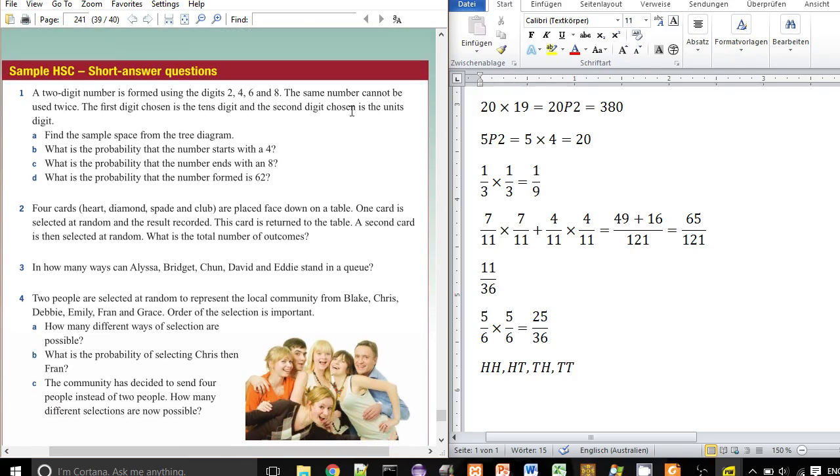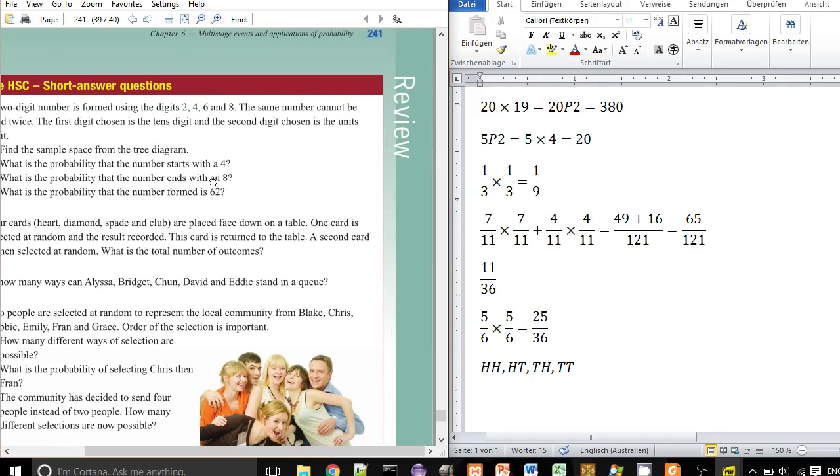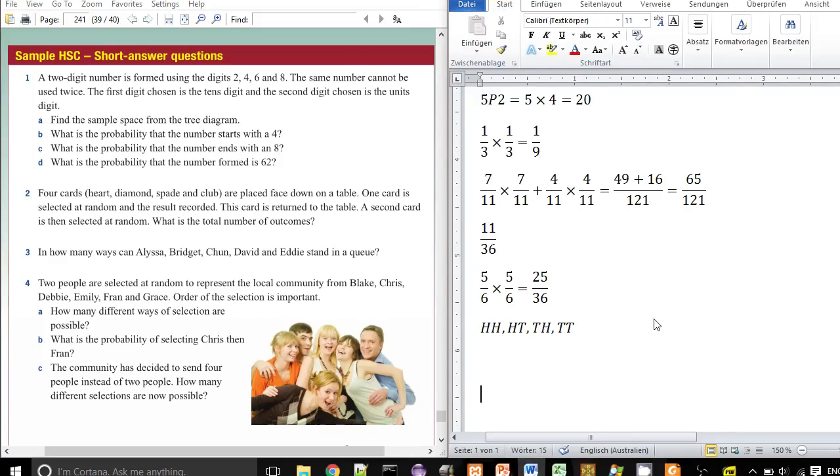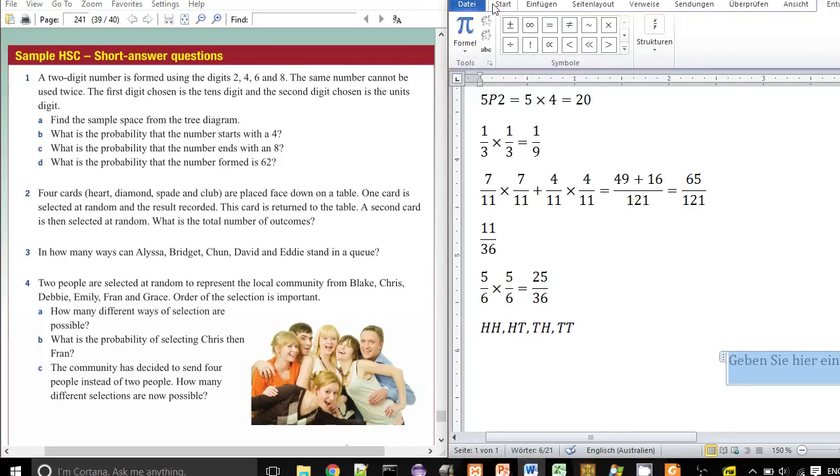2-digit number. Okay, but we can't use the same digit twice. We choose the tens and then the units. From the tree diagram, I think they want us to draw a tree diagram, but I can just sort of draw it. You've got to start with, hang on.